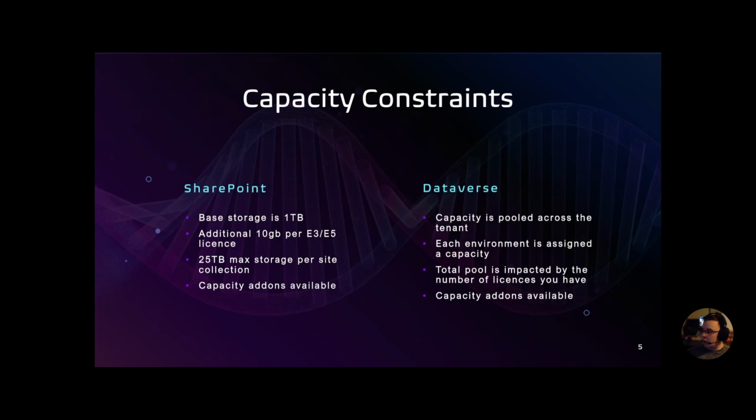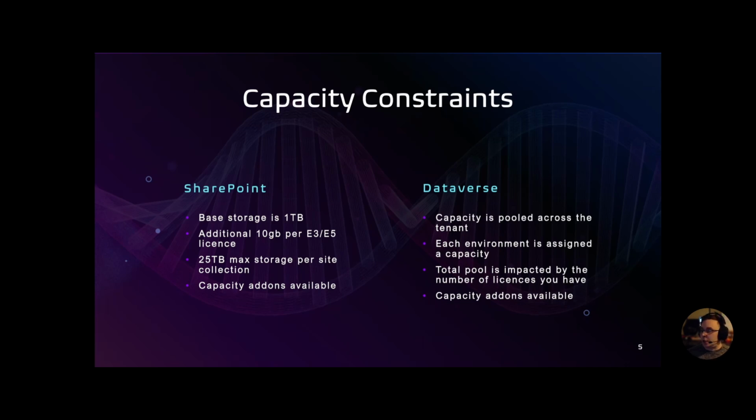So when you first get access to SharePoint, you get a base storage amount of 1 terabyte. You get an additional 10 gigabytes per kind of license. Now it says on there A3 to E5 license. This is actually outdated. So you actually get an additional 10 gigabytes per license apart from any licenses that are F1, F2, or F3. So let's say you have, again, 10 users, who all have E3 licenses, you're looking at 1.1 terabytes worth of storage.